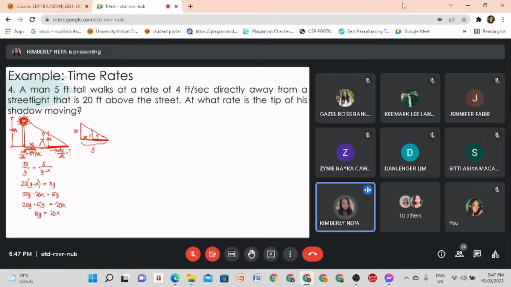So kung x ni, meaning to say this one is dx over dt. Kung x ni side, kani is nag-change man siya with respect to time. So meaning to say this is change in x with respect to time. The 4 feet per second. Understood?